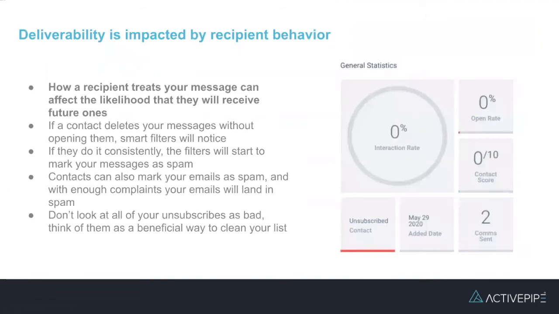Okay, so the second major part of this is based on how your recipients are actually engaging with your email. If a contact deletes your messages without opening, smart filters in ActivePipe are going to notice that, especially Google Gmail, and that's when things start going into those other folders. For example, if you sent an email to a contact that has a Gmail account and they delete it before opening it, Gmail's going to notice that and start maybe segmenting that into other folders that is not your direct inbox. Another consideration is that if contacts start flagging your emails as spam, that's definitely going to increase your likelihood of other emails going into spam.